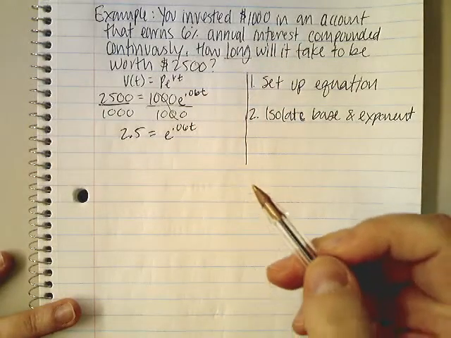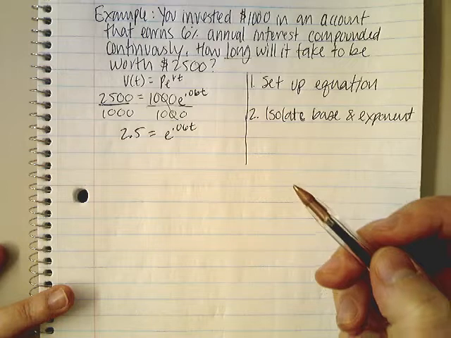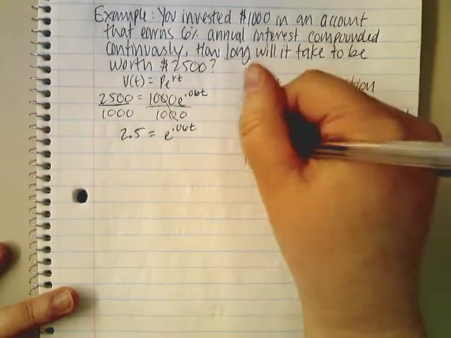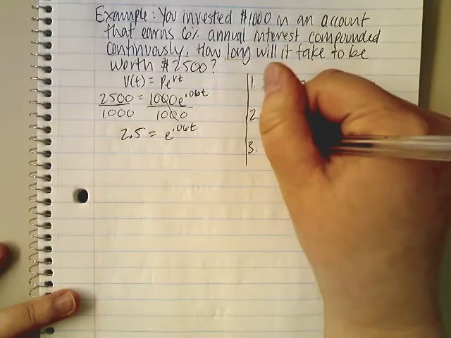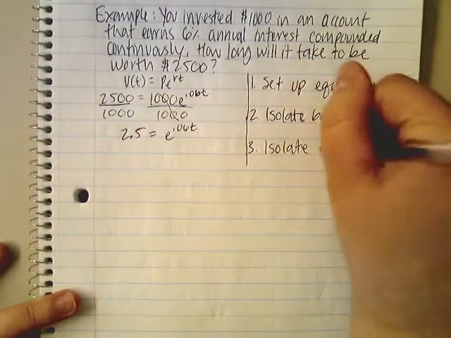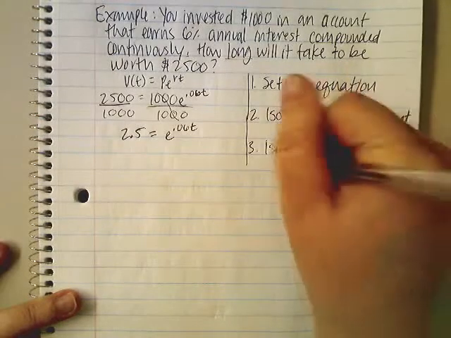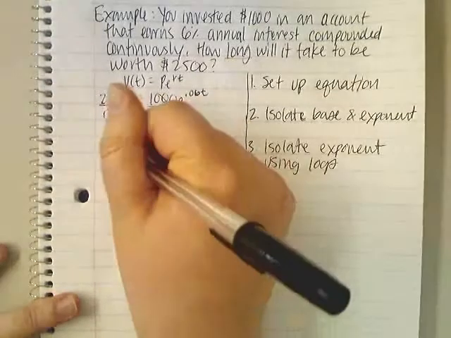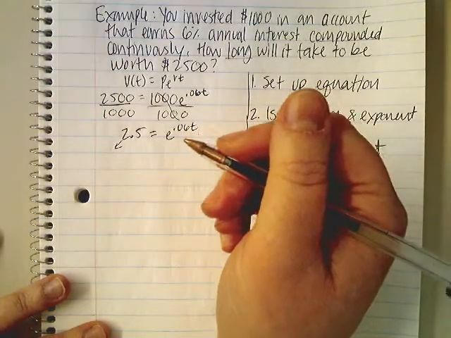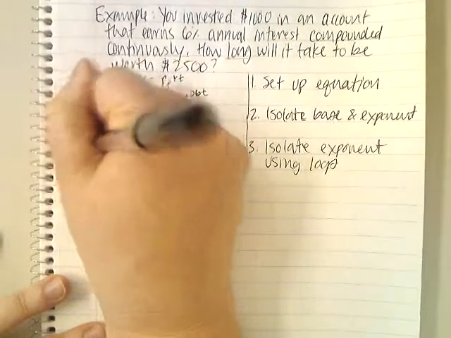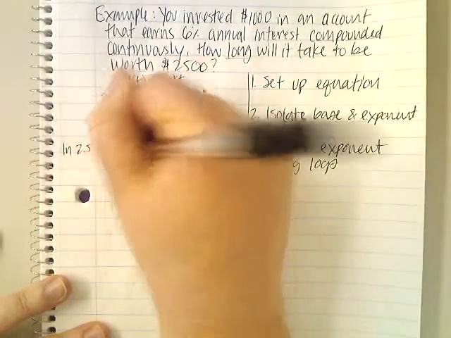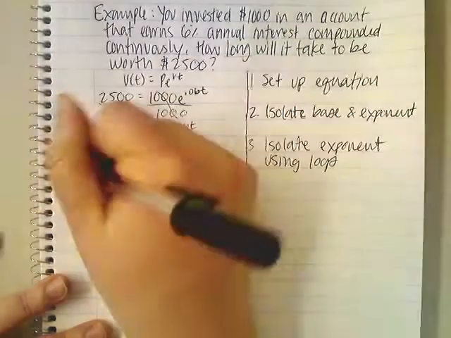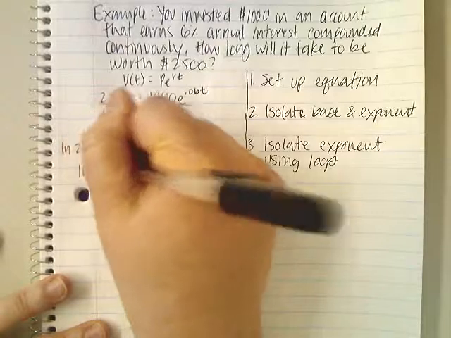This is where logs come into play. There's two ways we can think about it. We're going to isolate the exponent using logs, and I'll show you again both ways you can do that. If you wanted to imagine you took the ln of both sides, you'd end up with ln of 2.5 equals ln of e to the 0.06t. Here, the ln and the e cancel each other, and you have ln of 2.5 equals 0.06t.